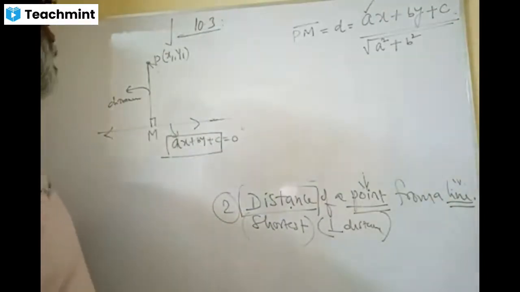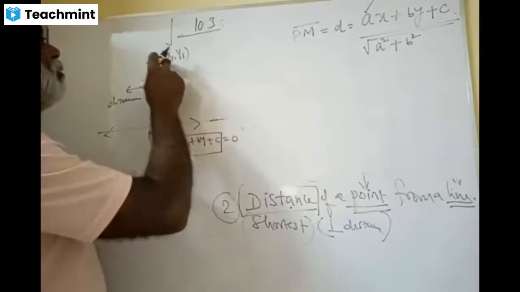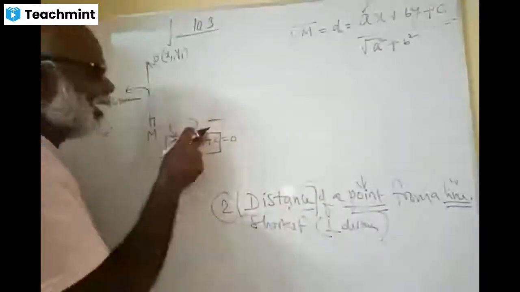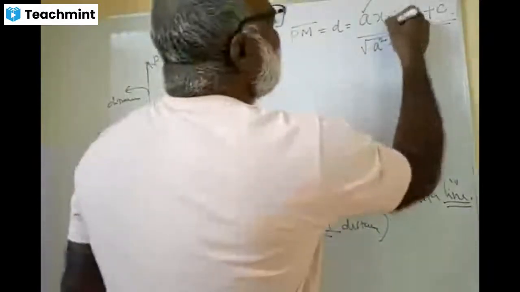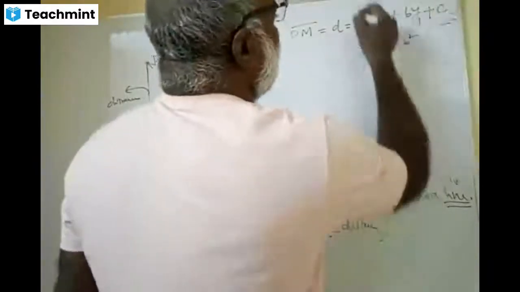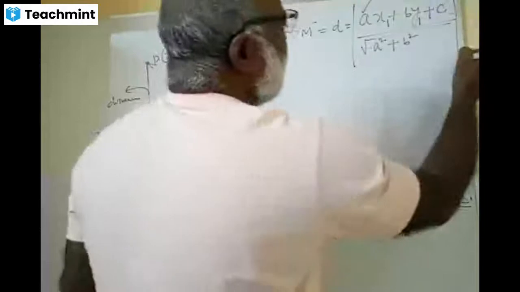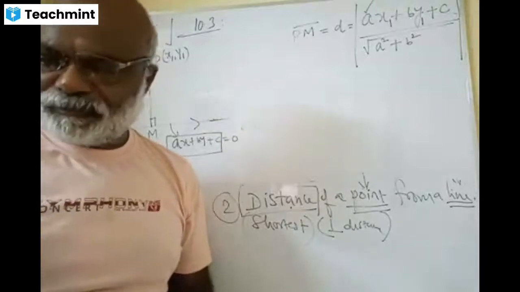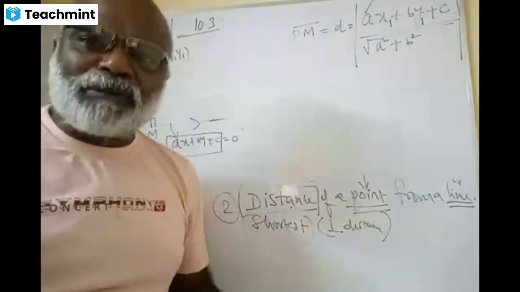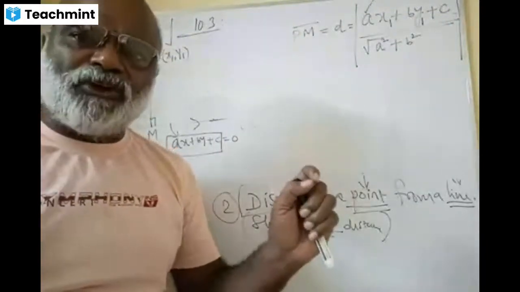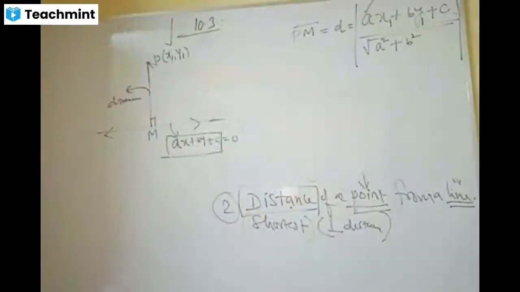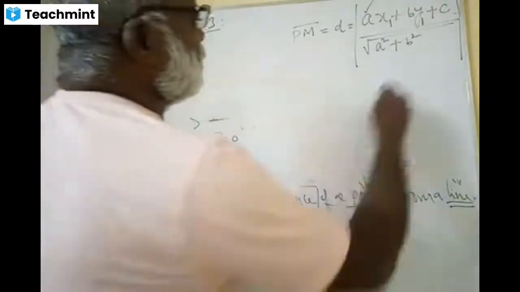Friends, here the point is x1, y1. Distance of the point from the line: that means replace x with x1 and y with y1. Since it's a distance, it cannot be negative. Therefore, modulus has to come. Is it clear? This is the formula. We are yet to go for the derivation. I'll do the derivation. Before that, please write down this formula.